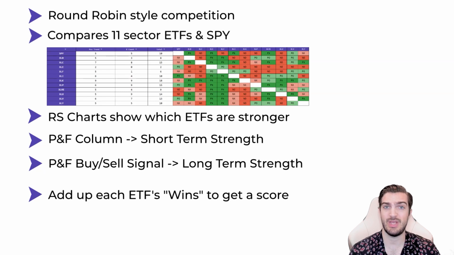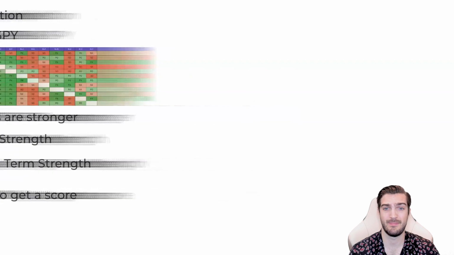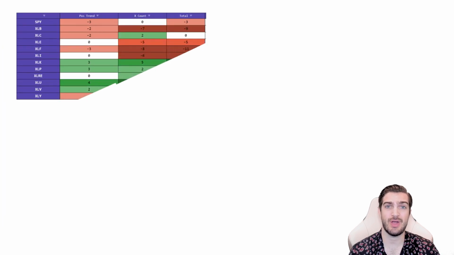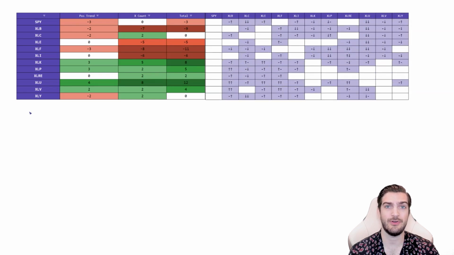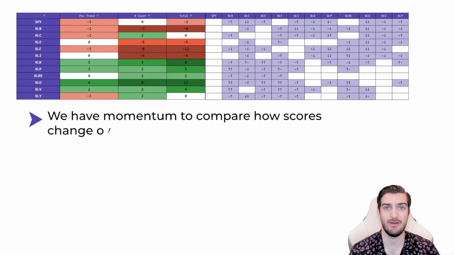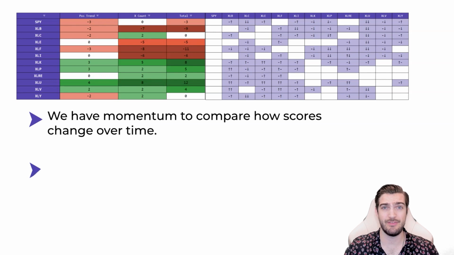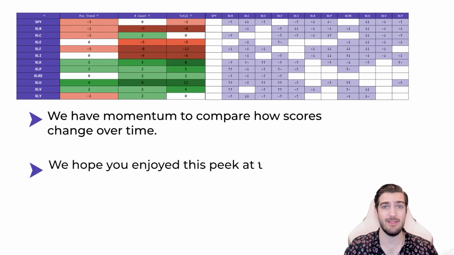For each sector we get 3 scores: its short-term X count, its long-term positive trend, and its overall score, which is its short-term plus its long-term. Finally, to be able to track how these sector relative strengths change over time, we offer momentum, which is a table that shows how the current matrix compares against a historical matrix. We hope that you enjoyed this sneak peek at how momentum and the matrix work within Sectors Made Simple.